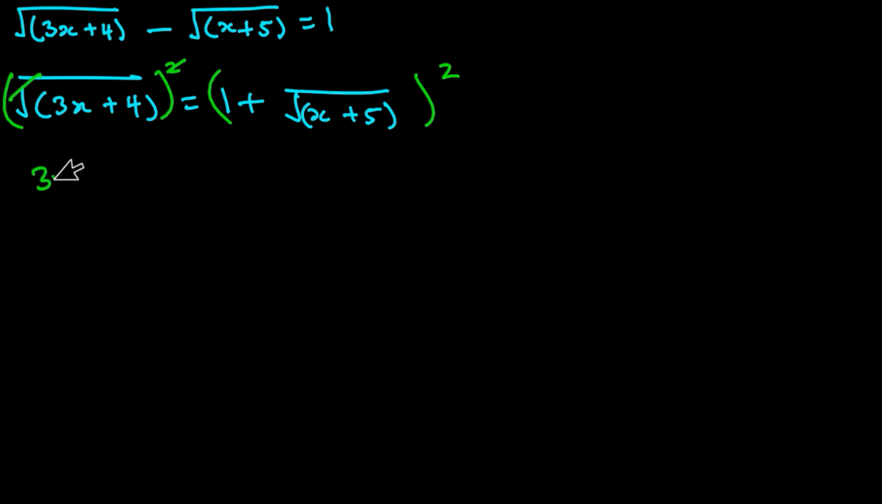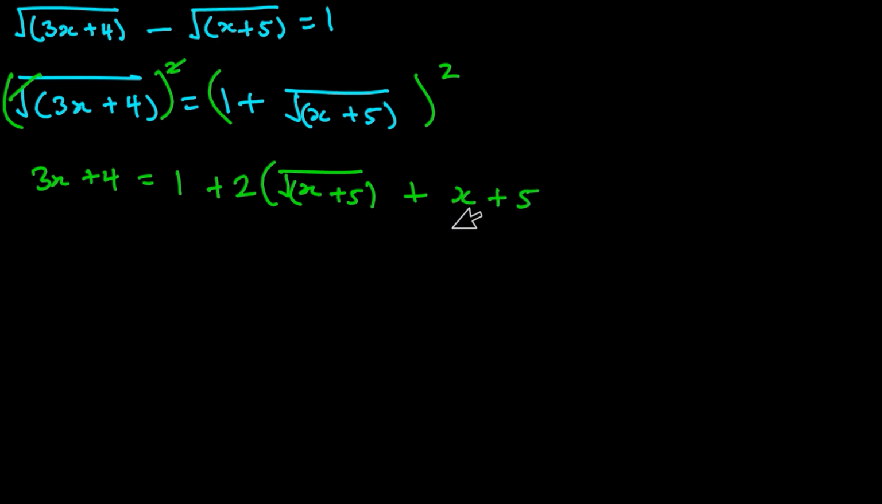So we have 3x plus 4 is equal to 1 squared is the same as 1. Then 1 times square root of x plus 5 is square root of x plus 5 times these two. We have 2 into square root of x plus 5. Right. Then plus square root of x plus 5 squared is x plus 5. Right. So I'll copy the terms without square root to the left.